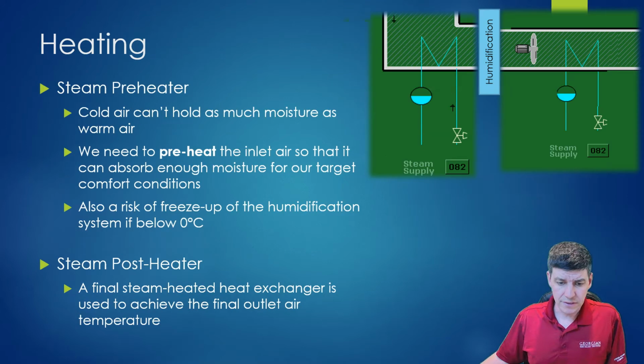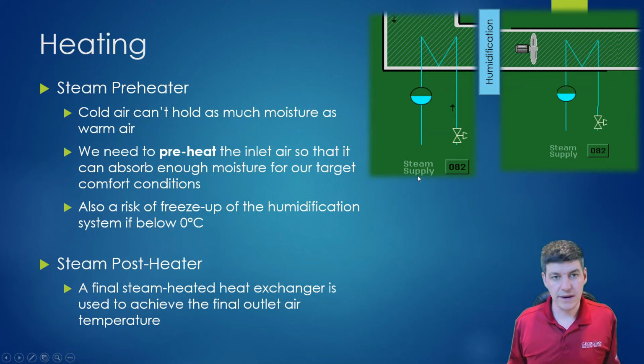We also had two heaters in our system. We had one heater that was in front of the humidifier, and then we had another one that was after. So we'll call this our preheater, and in this case, we're using steam in order to preheat the air. And why do we have to preheat the air? Well, first of all, cold air can't hold as much moisture as warm air. So when we do eventually warm it up, we'd be left with a fairly low amount of vapor in that air. So we need to preheat that air so it can hold more moisture when we go to humidify it.